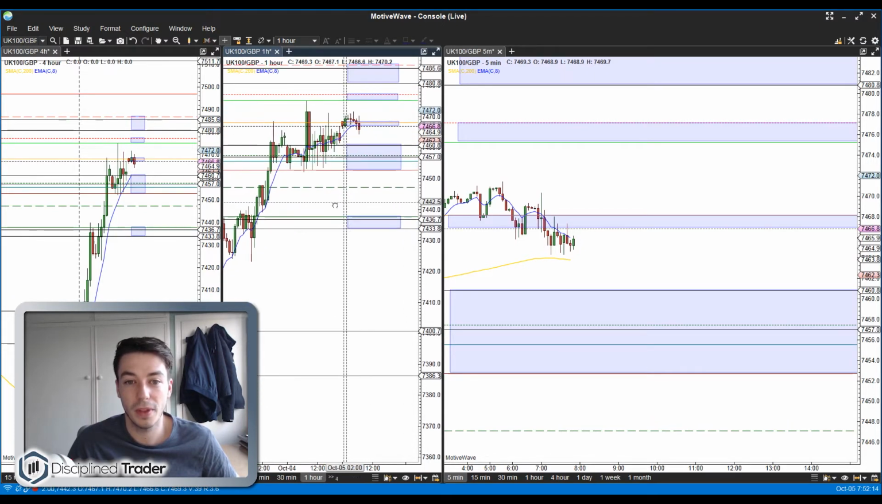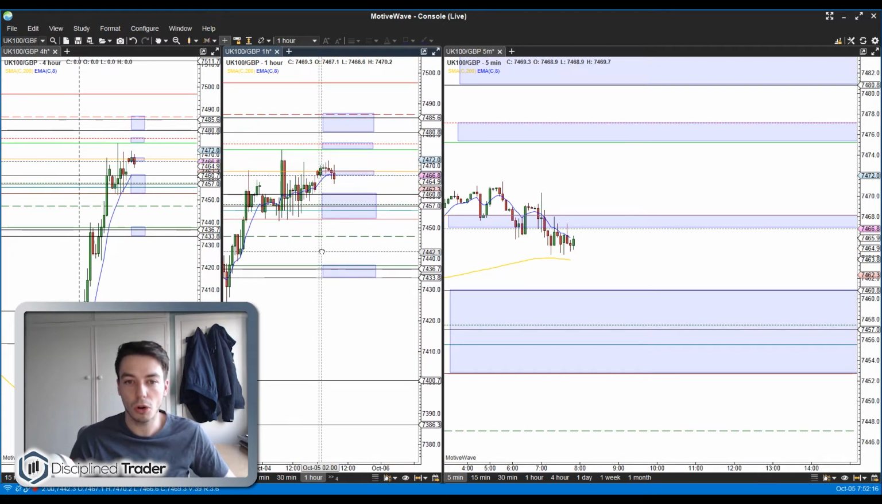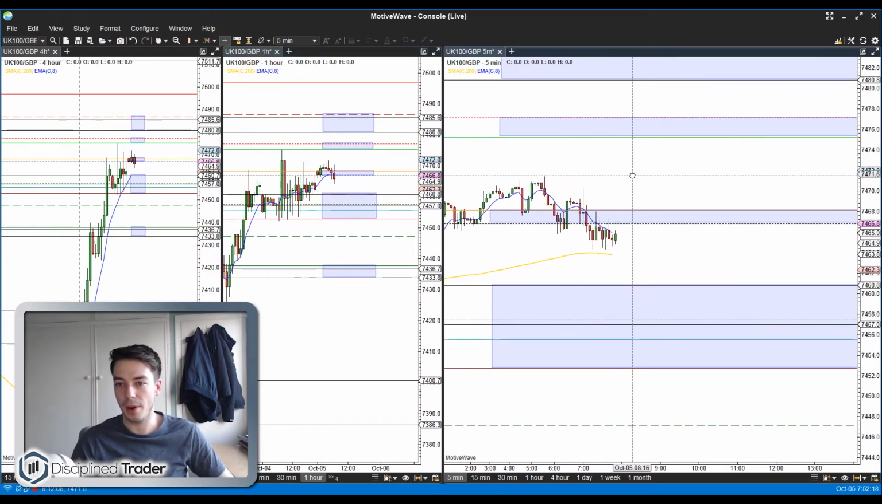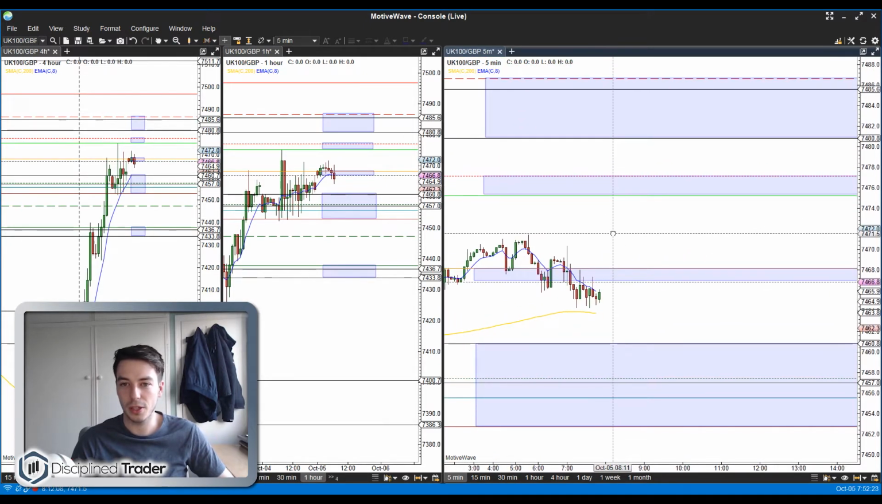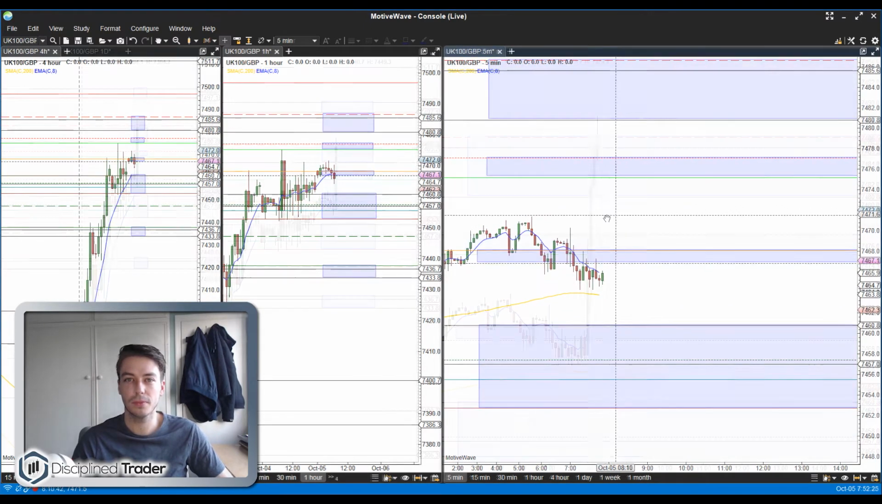But other than that, it'll just be the usual case of just watching price and seeing how it reacts with these areas that we've got marked in on the chart today. So I'll come back to you after the open when we start getting some signals.